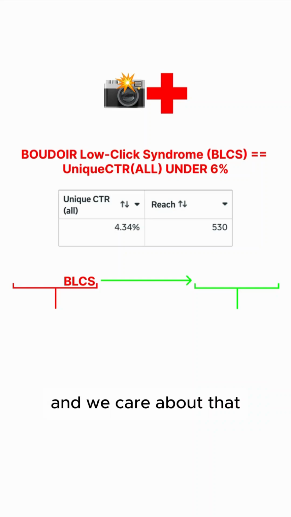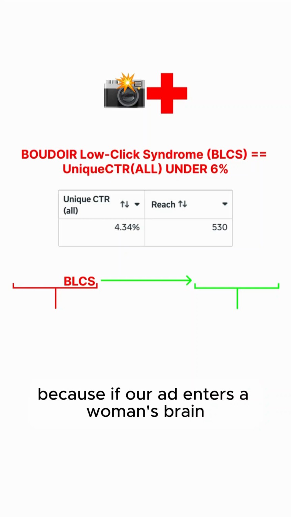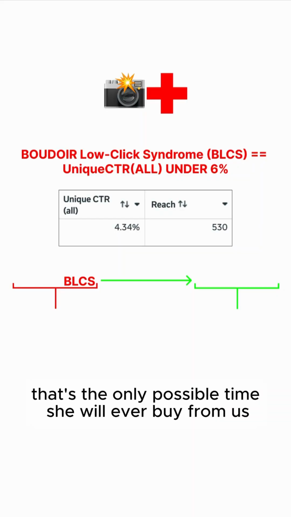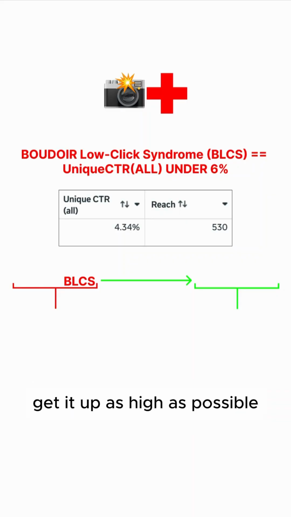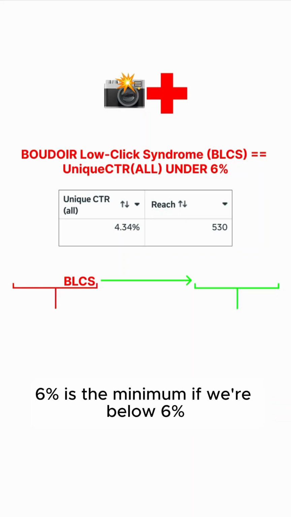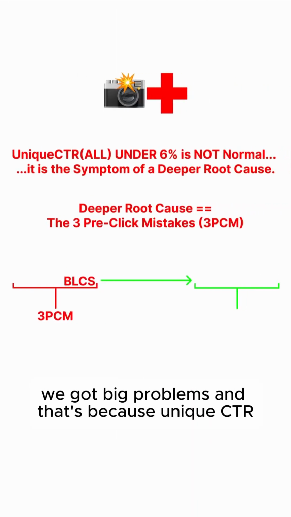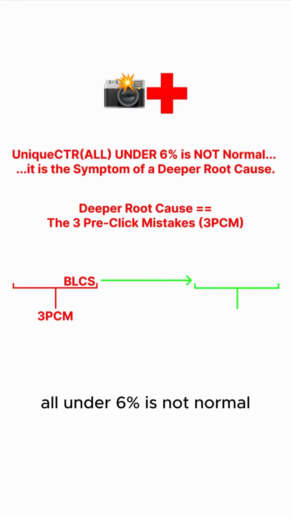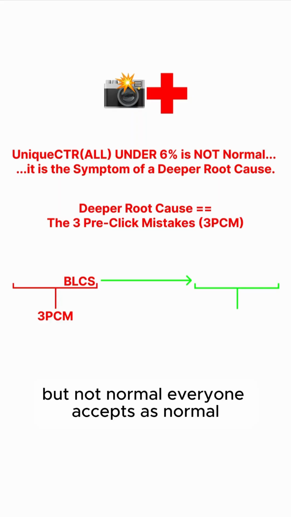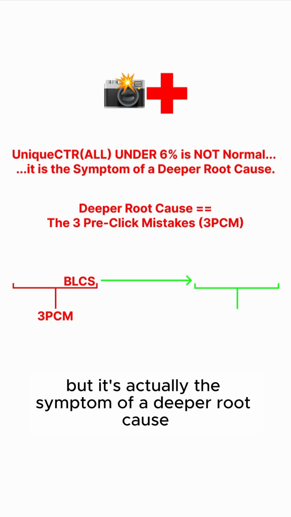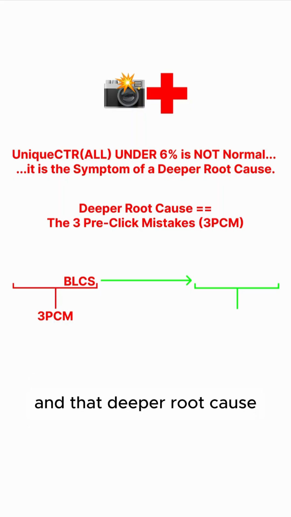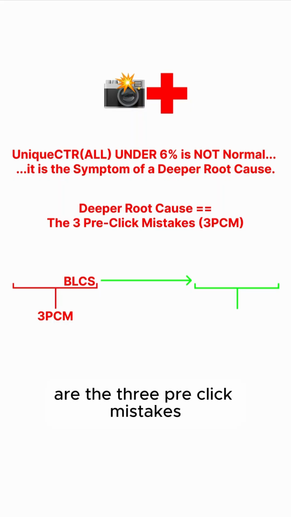That's the number of women, out of 100, whose brains our ad is actually entering. And we care about that because if our ad enters a woman's brain, that's the only possible time she will ever buy from us. So we have to maximize this number, get it as high as possible. 6% is the minimum. If we're below 6%, we have big problems, because unique CTR under 6% is not normal. Extremely common, but not normal. Everyone accepts it as normal, but it's actually the symptom of a deeper root cause. And that deeper root cause is the 3 pre-click mistakes.